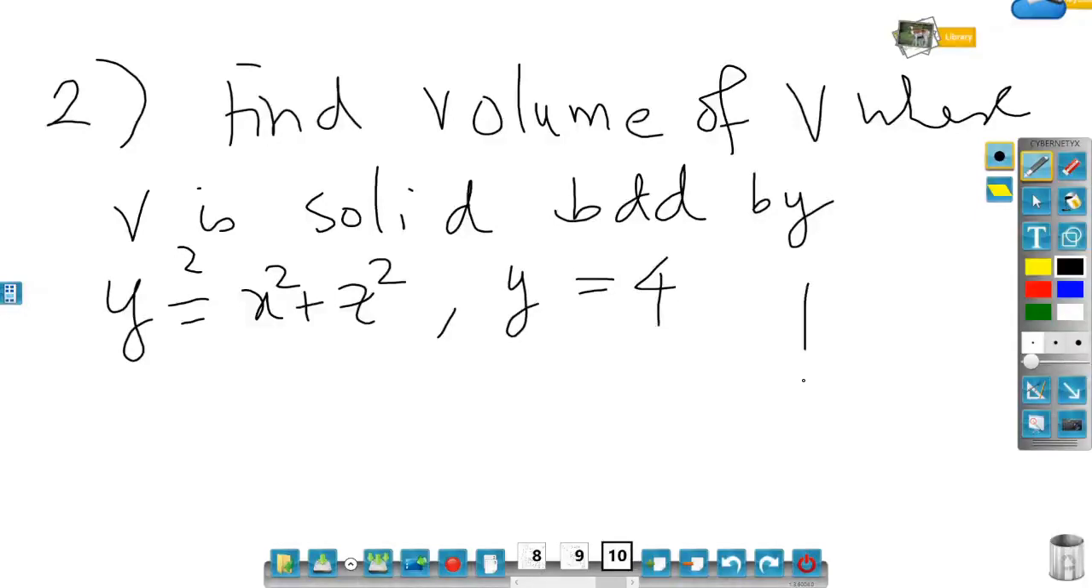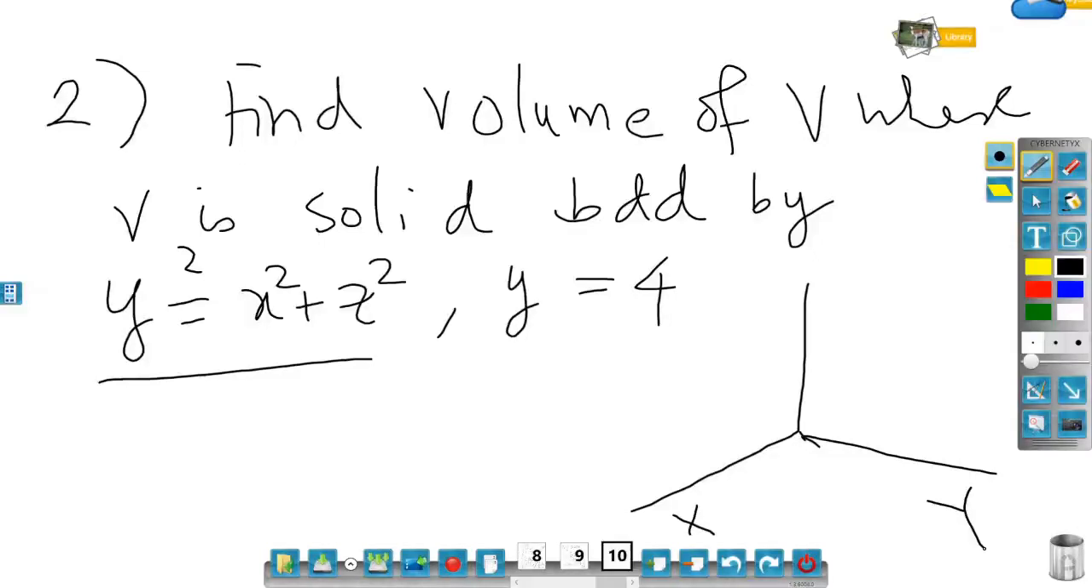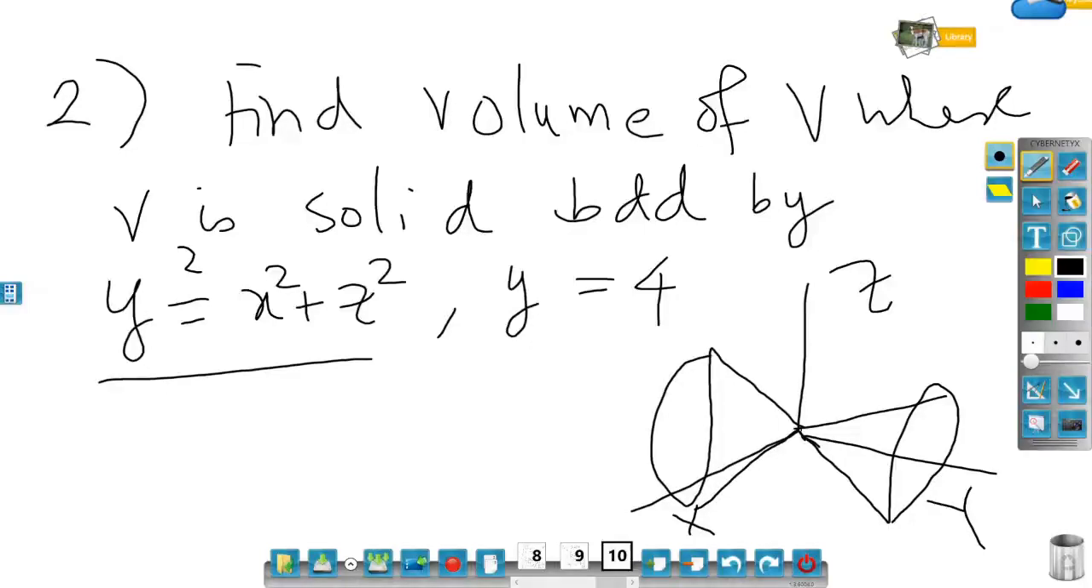Right, so let me draw the diagram of this. When I say y square is equal to x square plus z square, this is basically the equation of a cone, and this cone will be towards the y-axis. So this is x, this is y, this is z. So this cone will come, and since it is a square, downside also the same part will come. But I will not take the downside part because y equal to 4 is given and the region is bounded. So basically it will be definitely positive y only. So negative y we will not count.